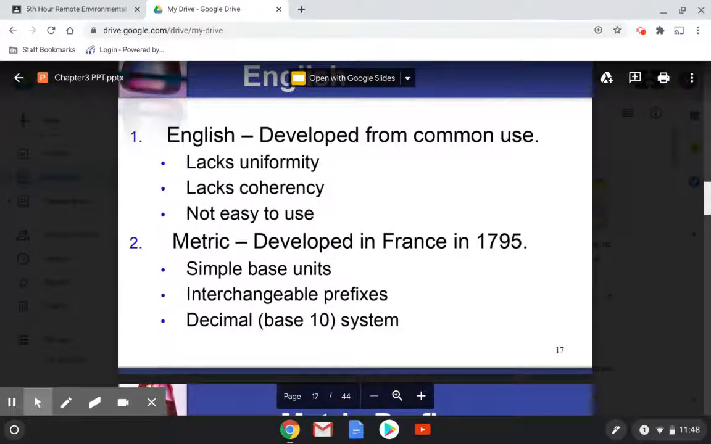And so this was developed in France in 1795. And this is really simple base units. It uses a lot of interchangeable prefixes, which help with different measurements. And the best thing about this is it's in a base 10 system. So 10 meters, 20 centimeters, right? It's easy to convert from one unit to another. It's easy to convert the interchangeable prefixes. And so we're going to go over that today and how that looks.